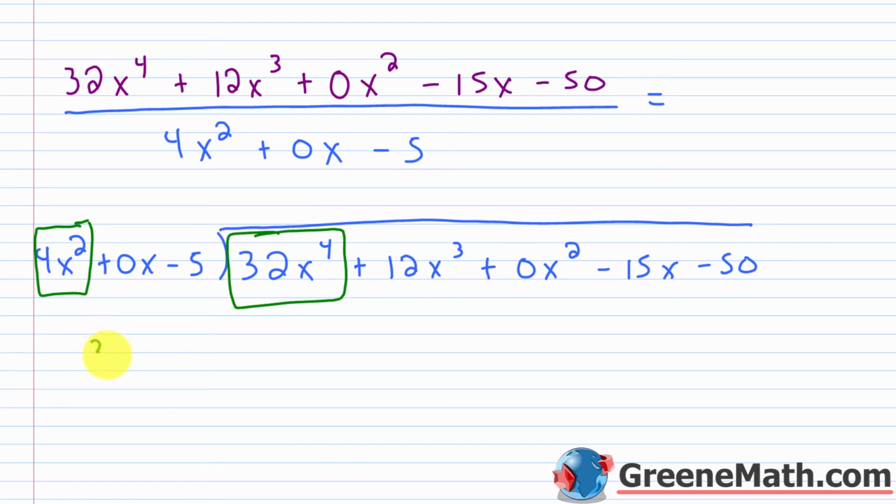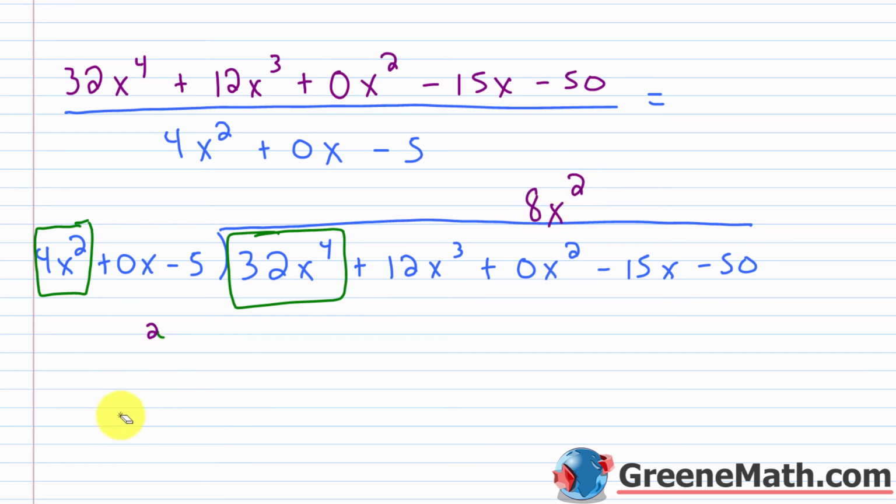So what is 32x to the fourth power over 4x squared? Well, I know that 32 divided by 4 would give me 8. X to the fourth power over x squared would be x squared. So I would get 8x squared as an answer. Now, where am I going to put it? I'm going to put it over the x squared, not over the x to the fourth power or the x cubed. So I'm going to have 8x squared right there.